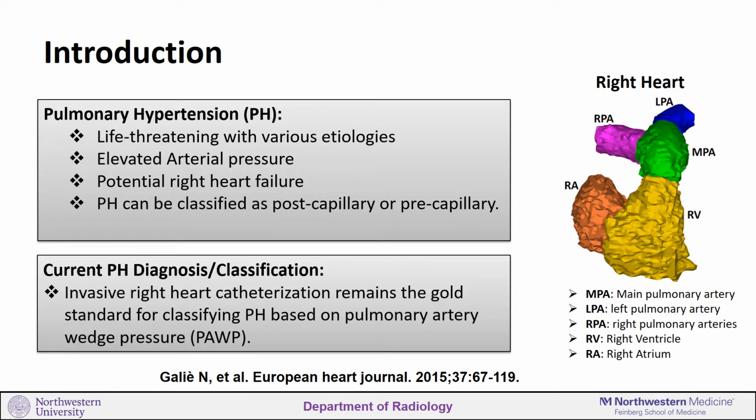However, currently the gold standard for such classification remains invasive right heart catheterization, particularly the pulmonary artery wedge pressure being above or below 15 mmHg. Because this is obviously an invasive method with associated risks and discomfort, there is still a critical need to find non-invasive modalities to classify these patients.